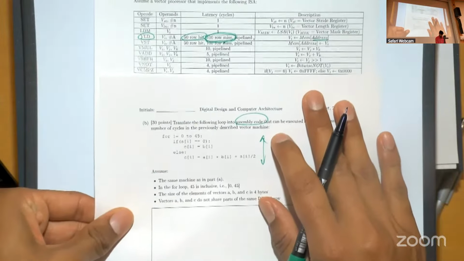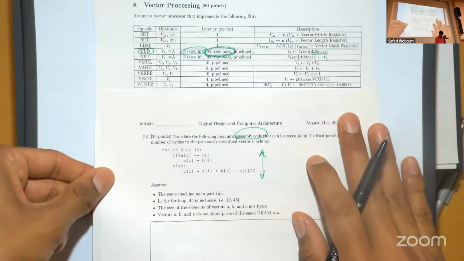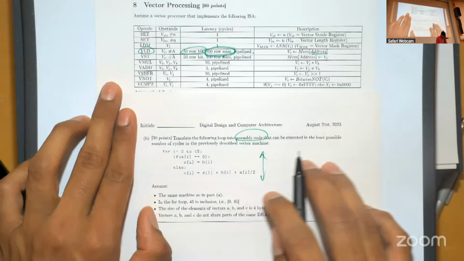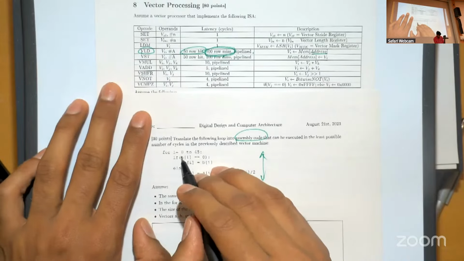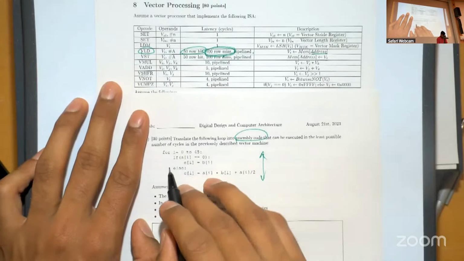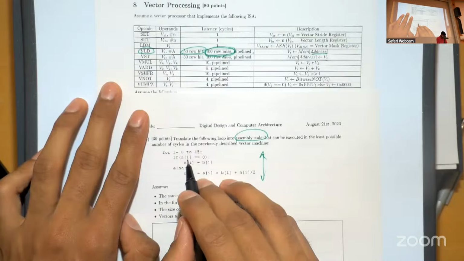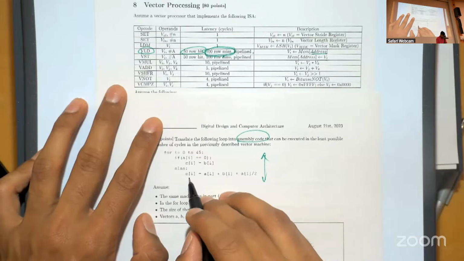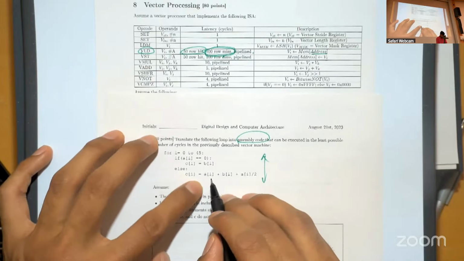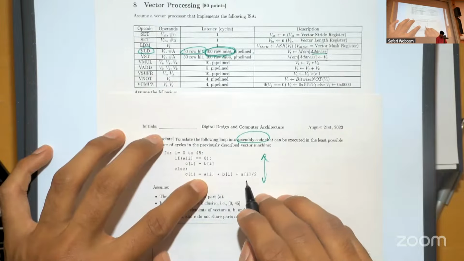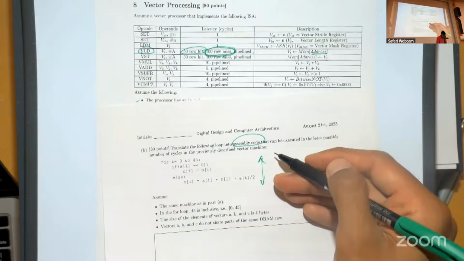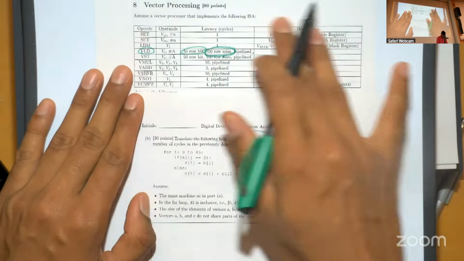I'm going to bring this back here. I think that's visible now. Okay. So you have a for loop. It starts from 0 to 45, and you check if the element in A is 0. If it's 0, you write B to C. Else, C is basically the multiplication of A and B along with A divided by 2. You add them up. And we have these instructions here in the ISA.